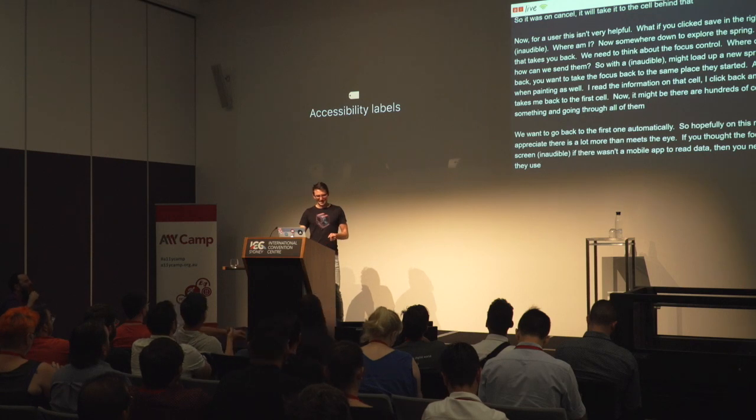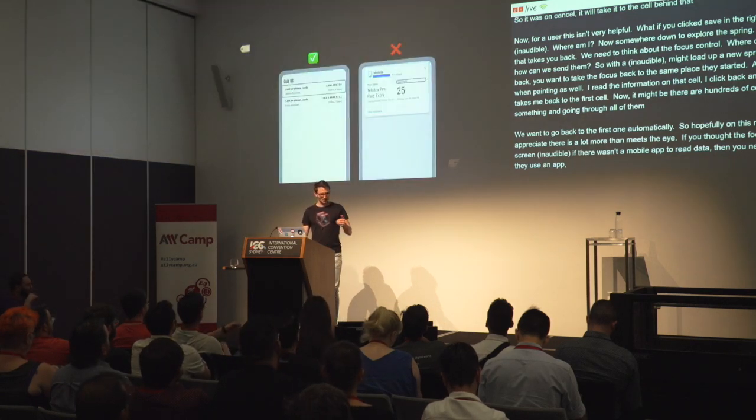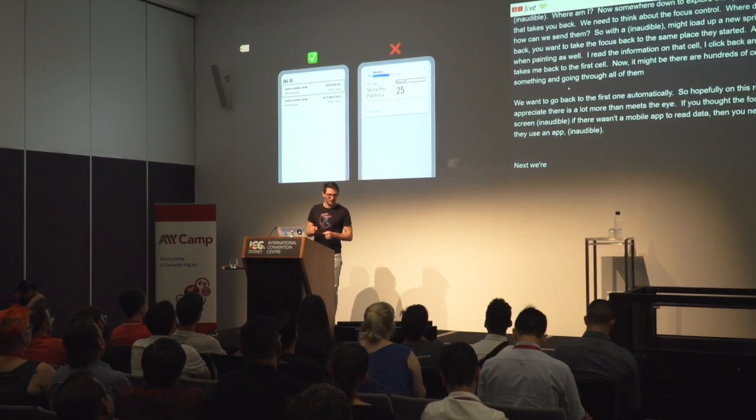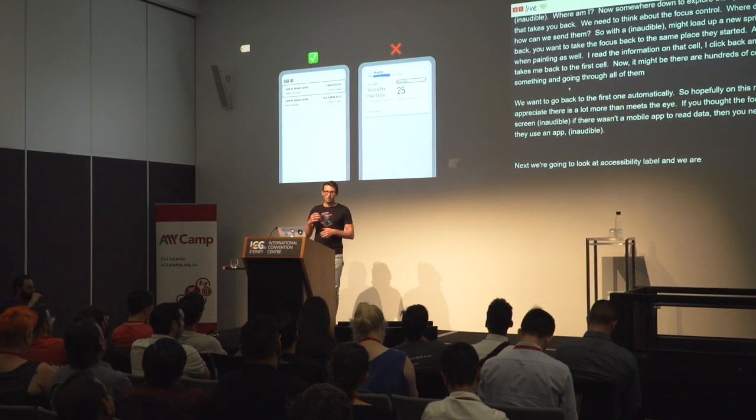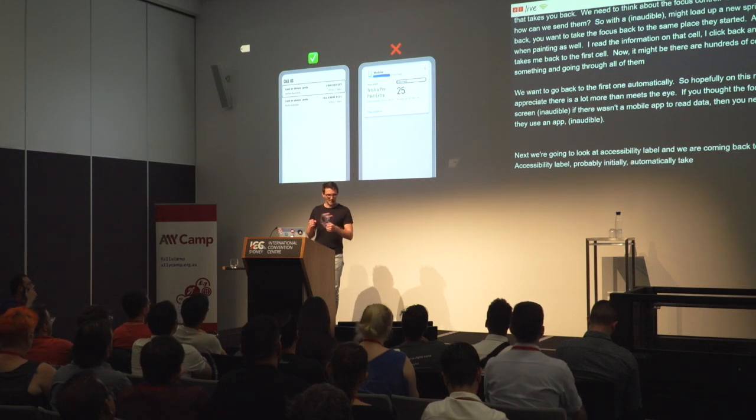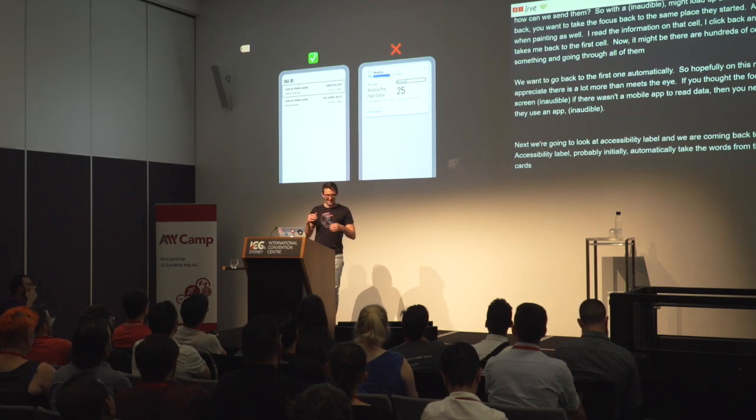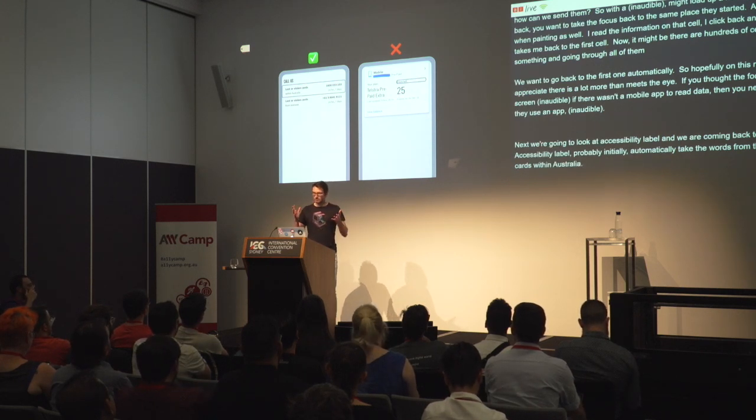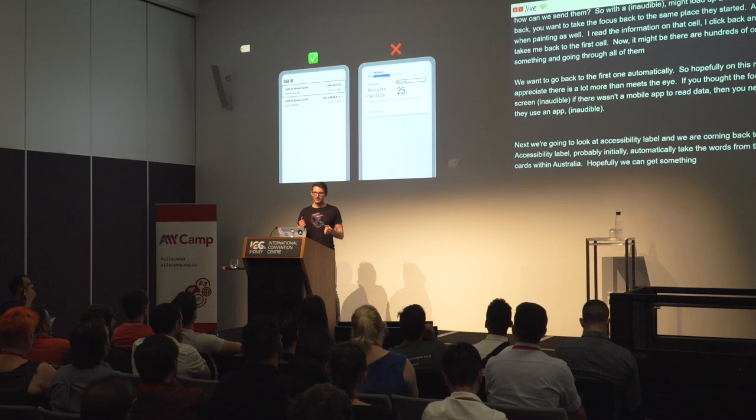Next, we're going to look at accessibility labels. And we're coming back to this example again. So the accessibility label for the call us on the left will probably initially, automatically, take the words from the text. Lost or stolen cards within Australia. 0800 number. Hopefully we're putting something around 24 hours a day, 7 days. Is that really the best that we can do?